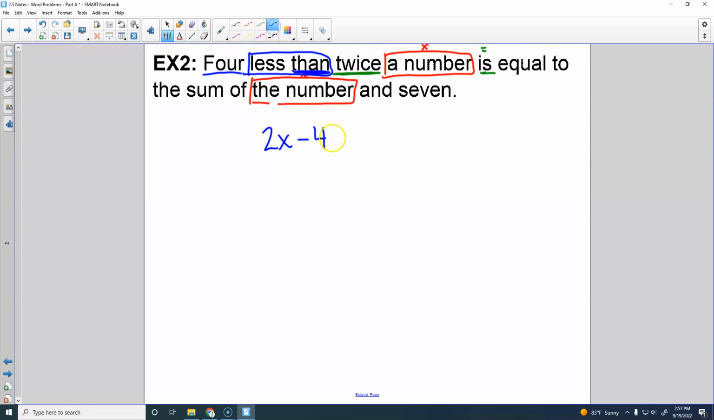Equals. Actually, it is equal to. That's even more obvious that that's equal, right? Okay? And then I see sum. What's sum tell me to do? Add. And I've got to add the 2 things that come after it, right? So it's the sum of the number. The number is x and 7. So I'm adding x plus 7.